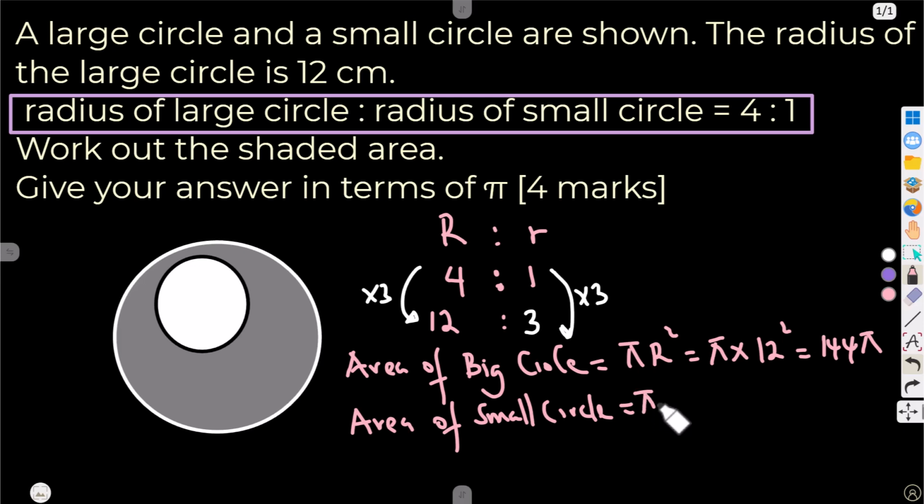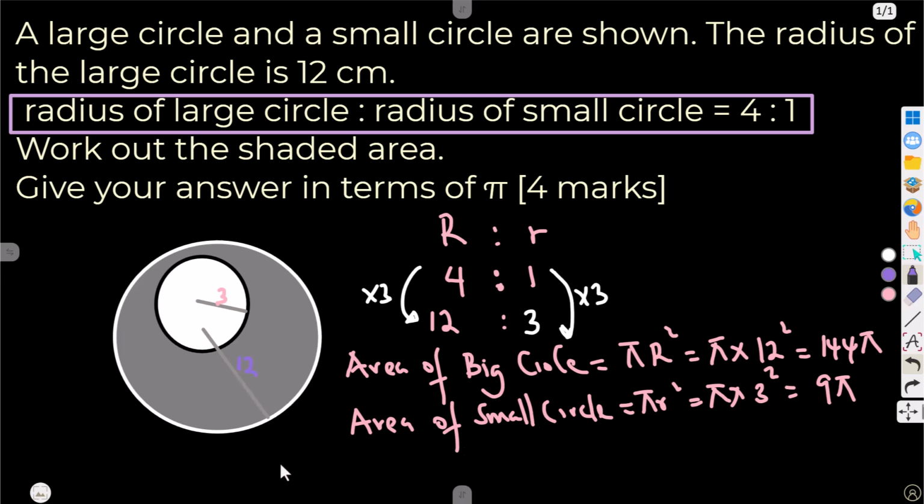And the area of the small circle, you can also find by doing pi times the radius, which is 3, squared, and that will give you 9 pi. What this simply means is that the radius of the small circle is 3, and the radius of the big circle is 12.